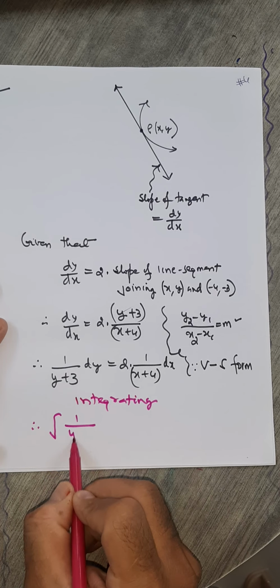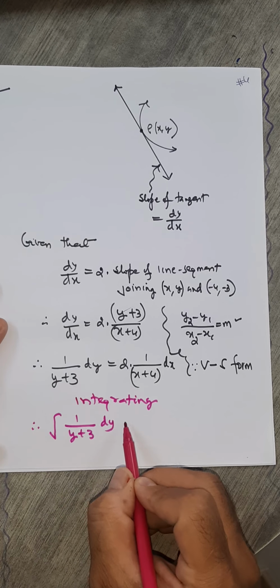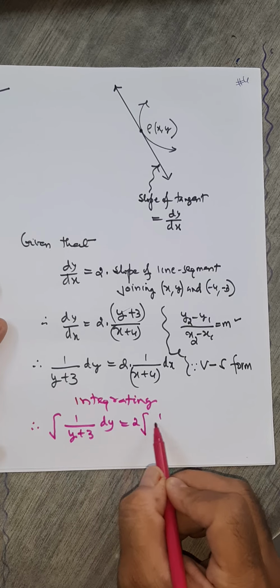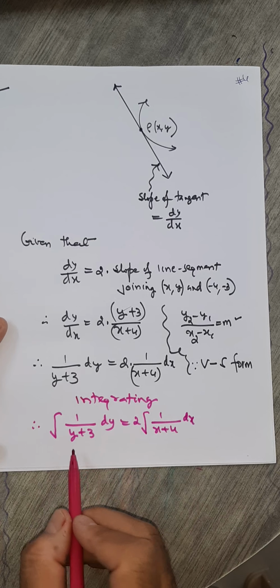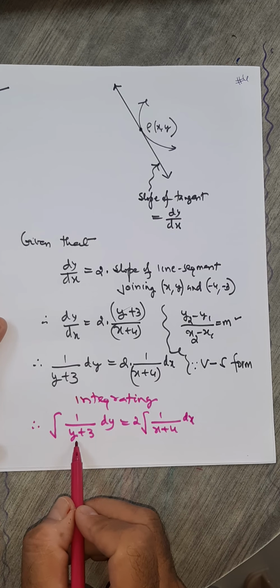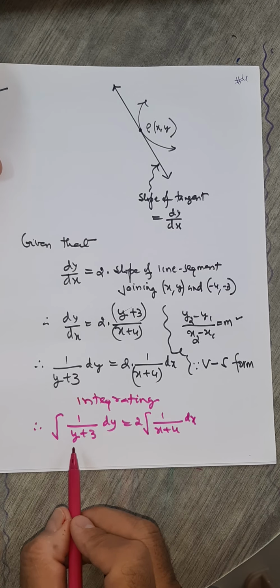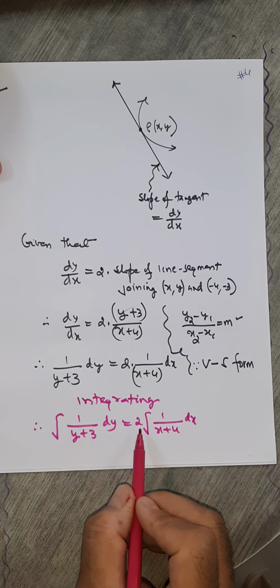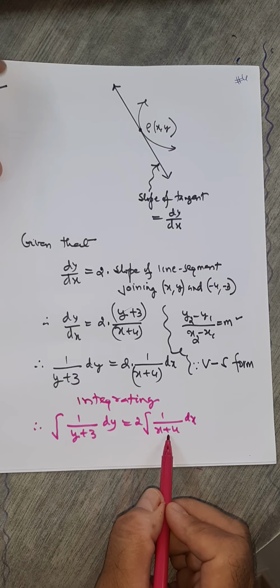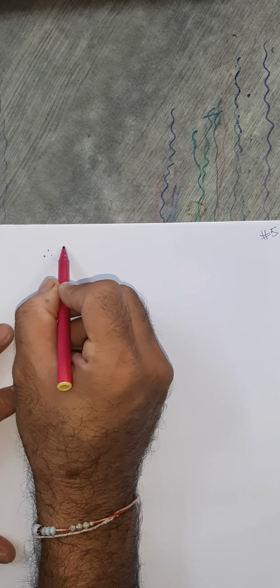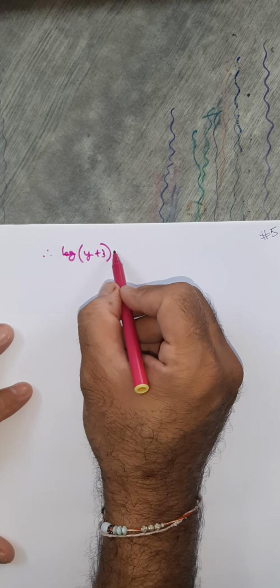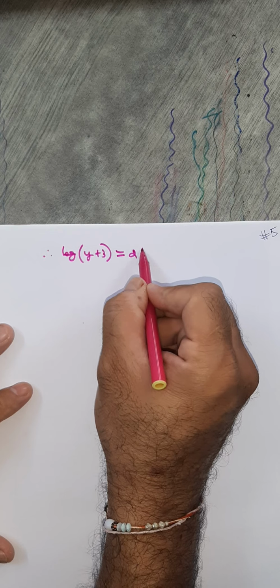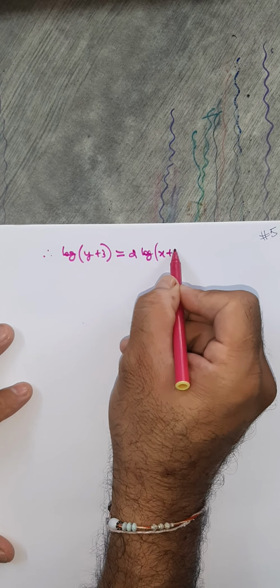So integral of 1 upon y plus 3 dy equals twice integral of 1 upon x plus 4 dx. Now you know how to integrate this. This is a linear function. So what's the integral of 1 upon x? Log of mod of y plus 3 equals 2 log of mod of x plus 4. Usually in differential equations we ignore the modulus.